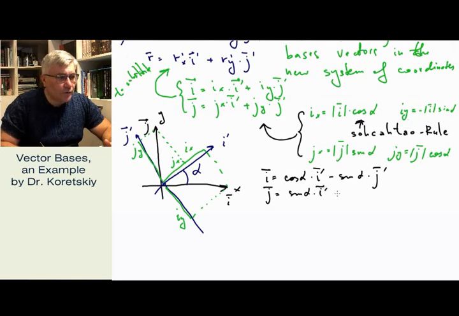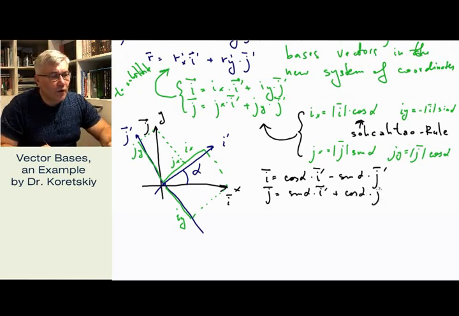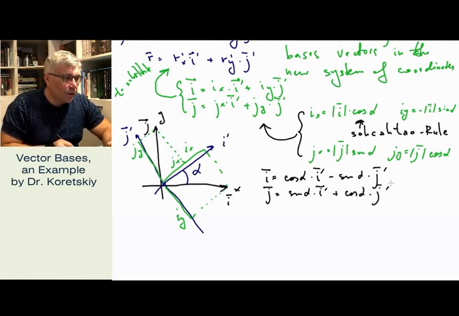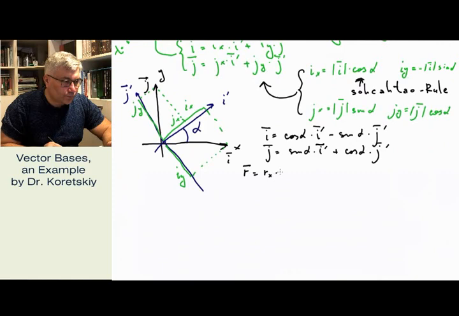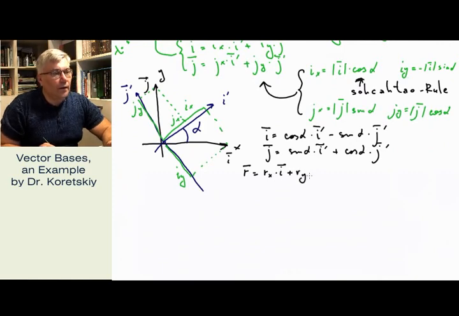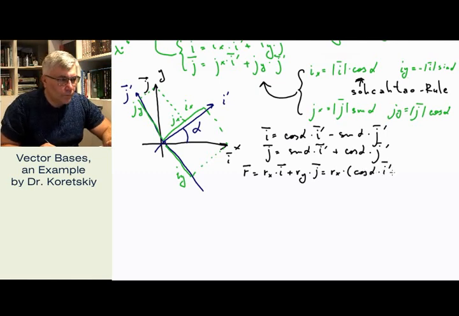Next, I have to gather together the elements with the same factors i prime and j prime, and I have that the radius vector in the new system of coordinates is rx cosine alpha plus ry sine alpha times i prime, plus minus rx sine alpha plus ry cosine alpha times j prime.